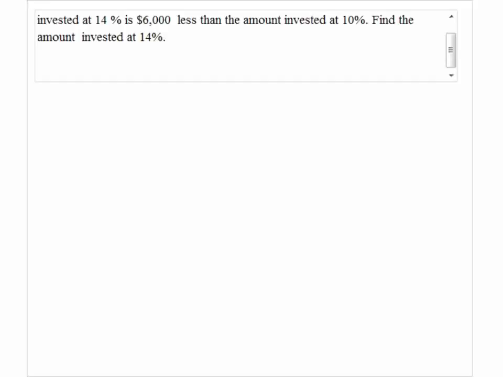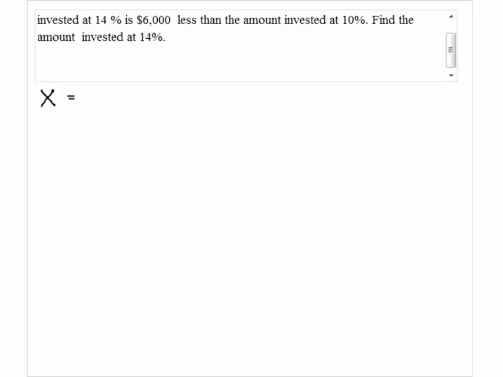Two investments produce an annual interest income of $4,200. The amount invested at 14% is $6,000 less than the amount invested at 10%. Find the amount invested at 14%. We have two unknowns in this problem: the amount invested at 14% and the amount invested at 10%.